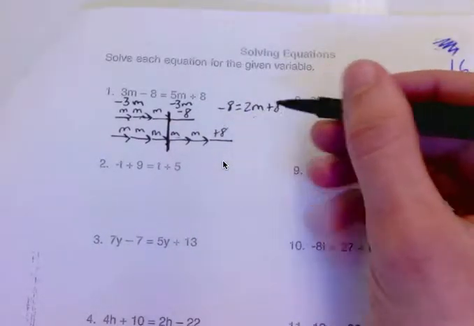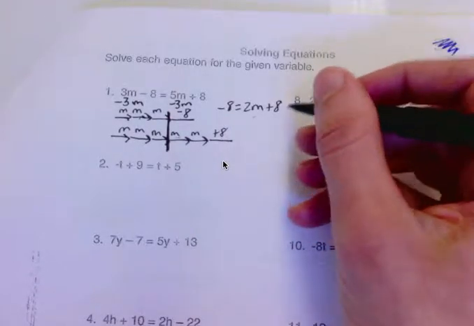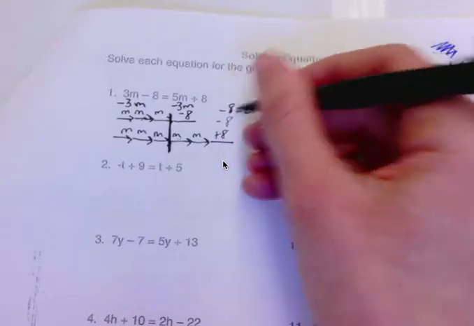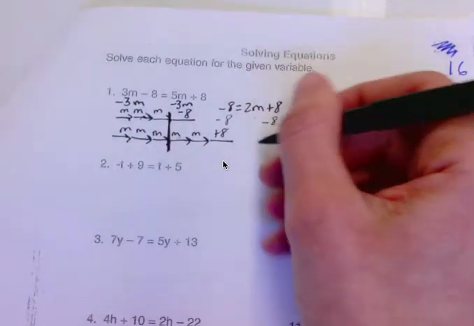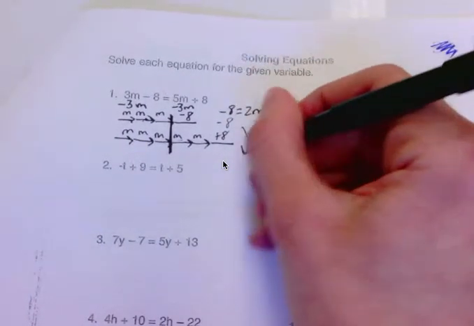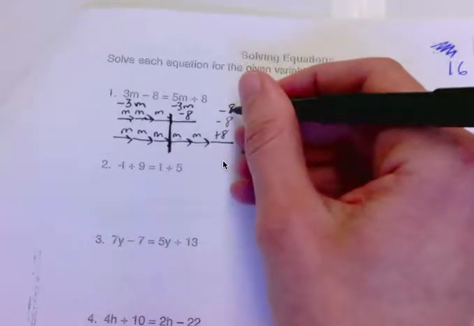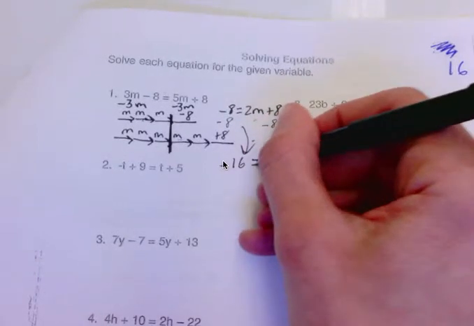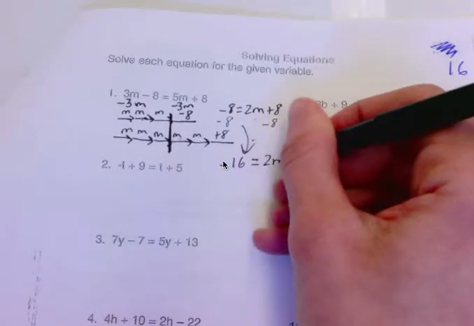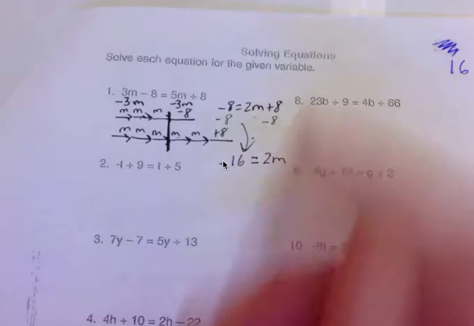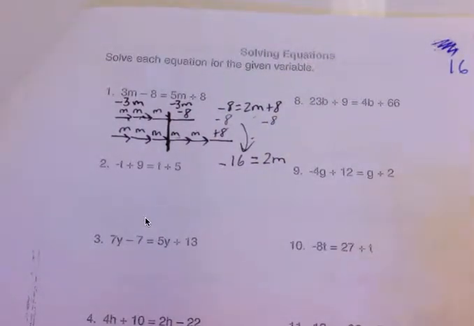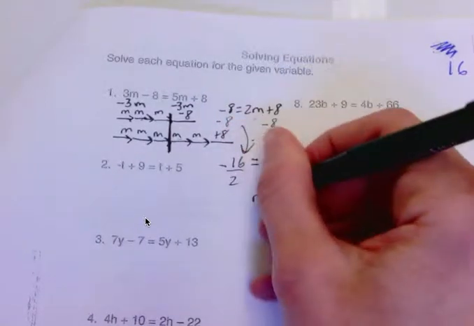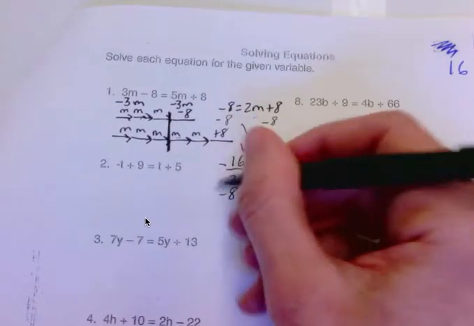So I want to isolate the variable, which means just get it by itself. So I'm going to take 8 away from both sides, and then I'll write that I still have, I'm going to draw a little arrow. If I do negative 8 minus 8, I'm going to be at negative 16 equals 2m. And so if 2m's equals negative 16, then if I divide by 2, that means 1m equals negative 8.